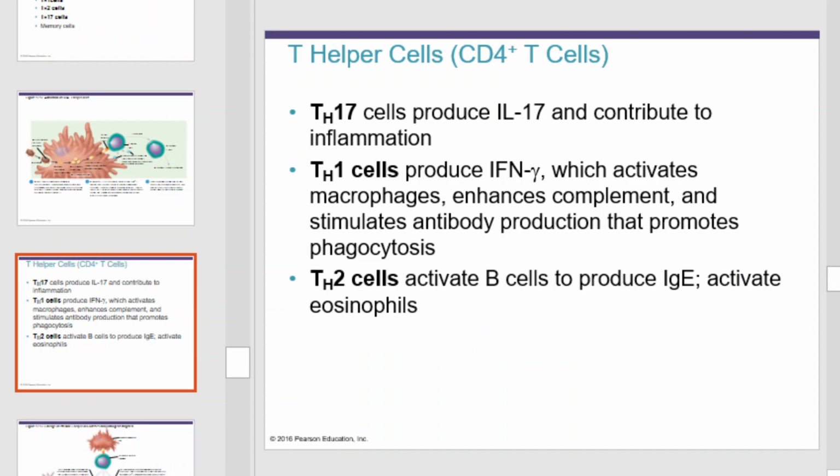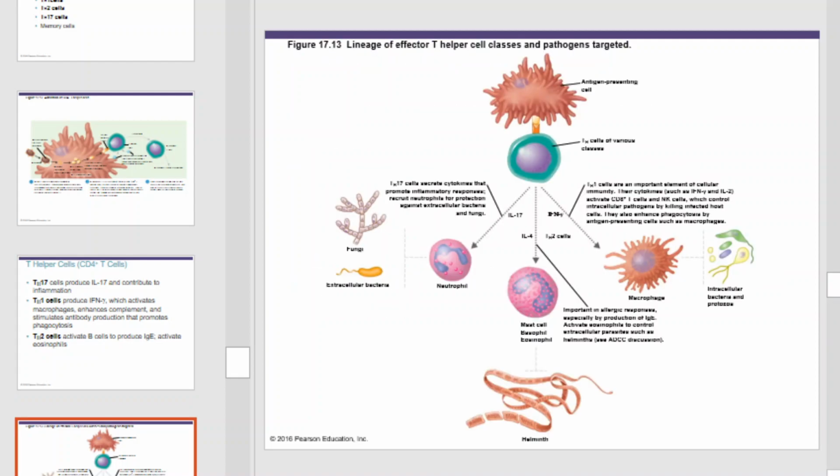TH17 cells can produce IL, interleukin 17, and contribute to inflammation. TH1 cells can produce IFN, which activates macrophages, enhances complement, and stimulates antibody production that promotes phagocytosis. TH2 cells can activate B cells to produce IgE and activate eosinophils. This is an illustration which gives us the lineage of effector T helper cell classes and the pathogens targeted.